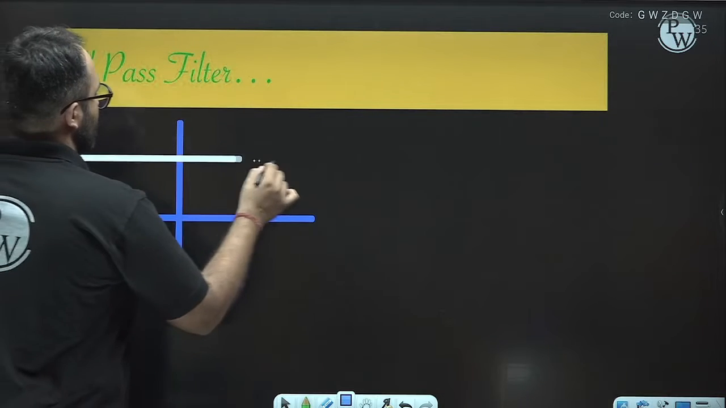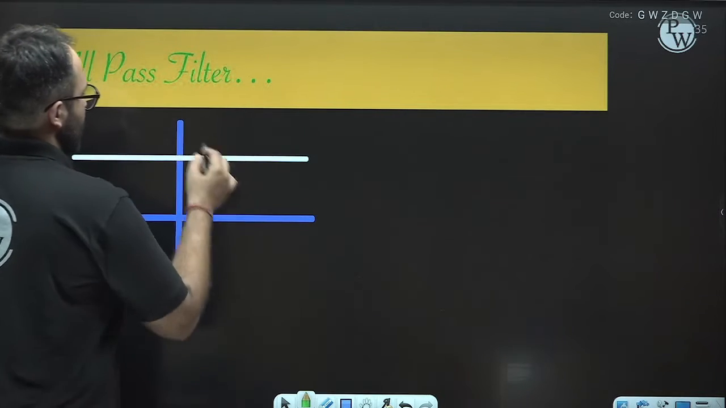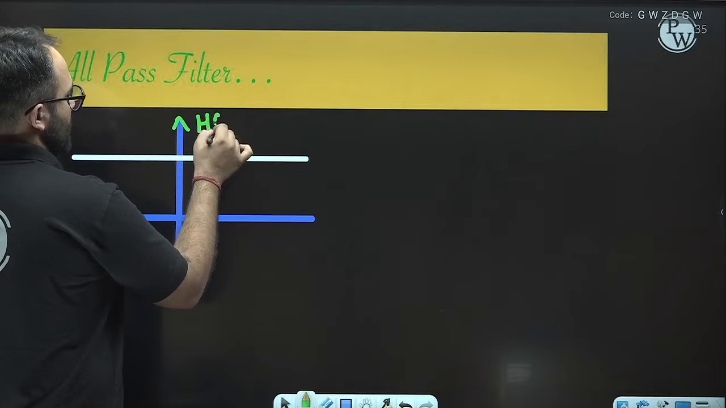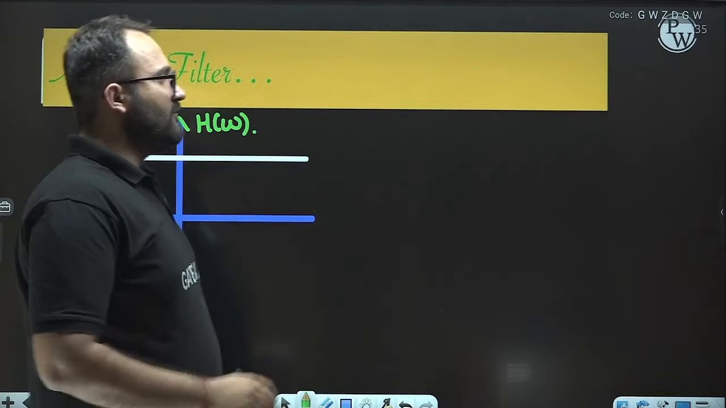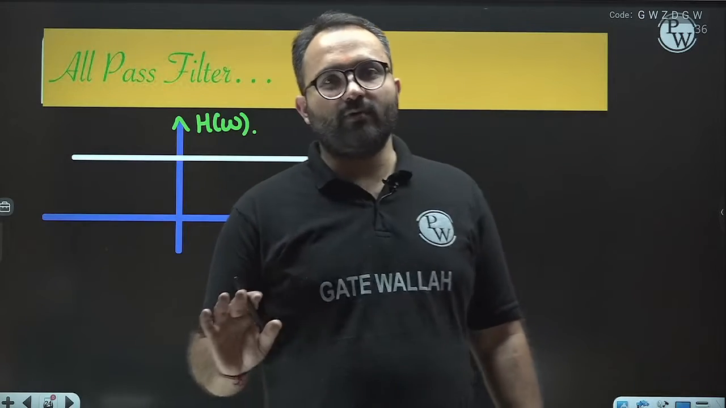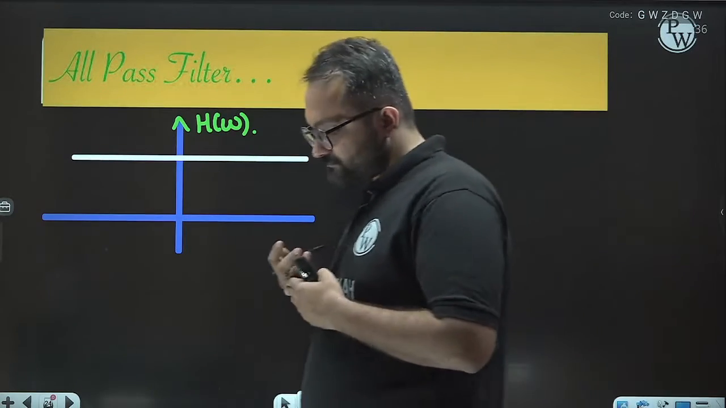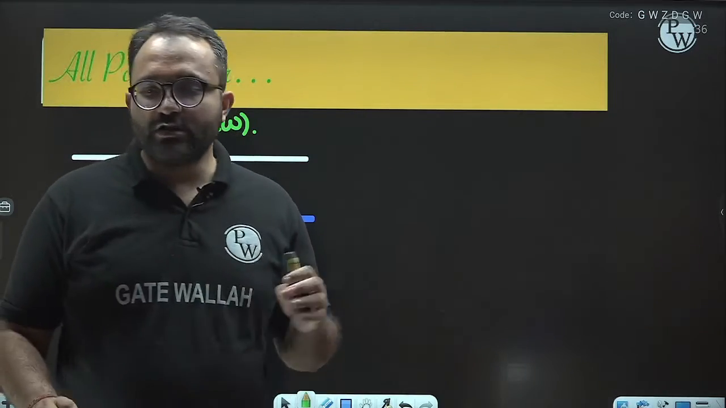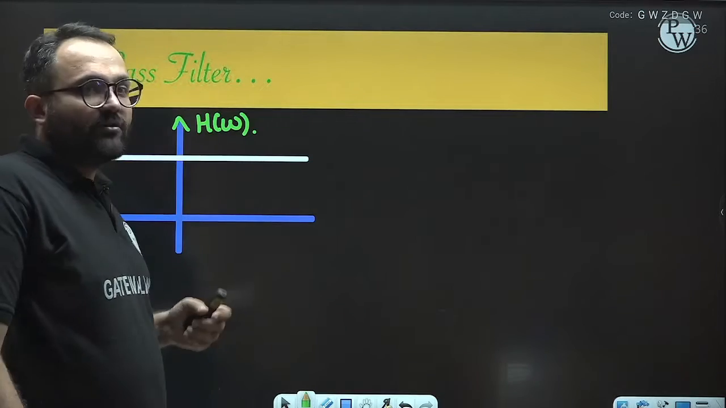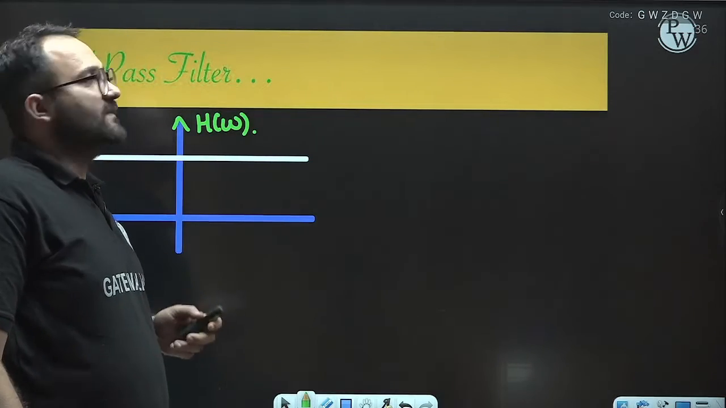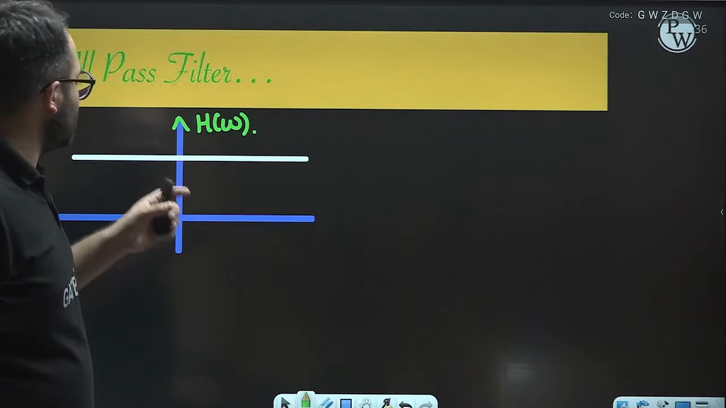Okay, so I'll tell you how to find out the type of filter. We have a very important and very simple method to find out the type of filter. It is very important because these kinds of questions are 2-marker questions and they are very easy to solve. So let us see the method.